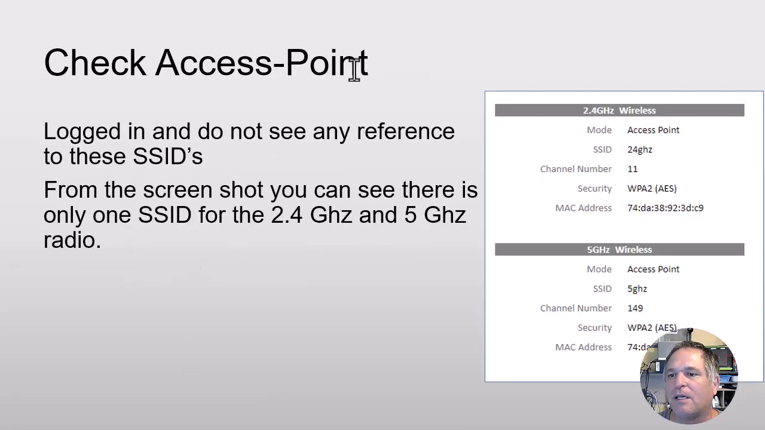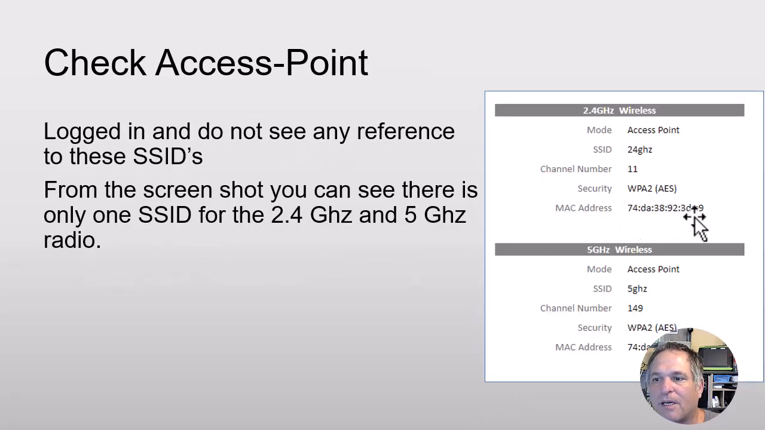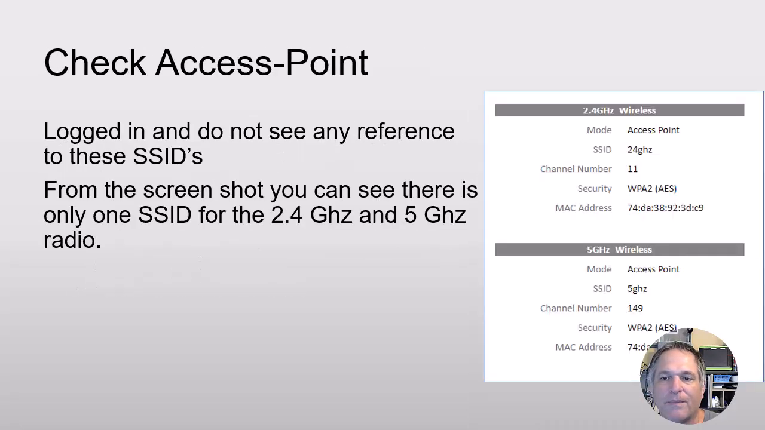So I log in, I check the access point, check the status of the wireless network and the SSIDs, and it says, listen, I've only got one SSID in 2.4 gigahertz called 24 gigahertz and one in the 5 gigahertz range called 5 gigahertz. That's it. That's all I got. And if you take a look, obviously this MAC address is the same as the other ones, right? 3DC9, 3DC9, 3DC9, so on and so on and so on.